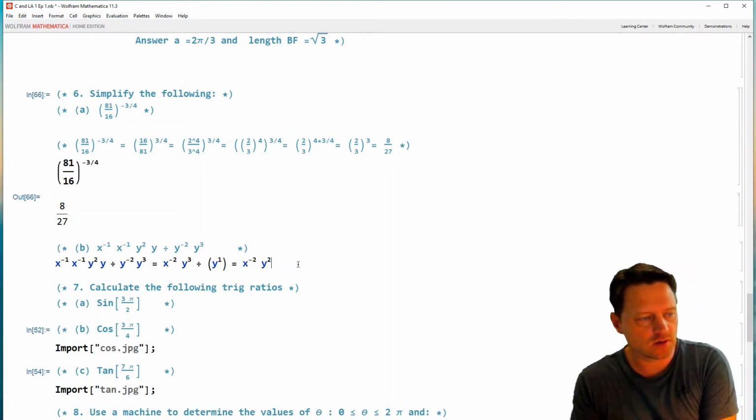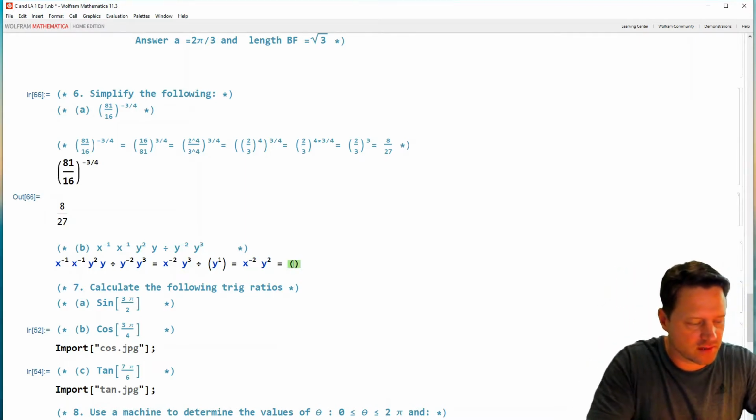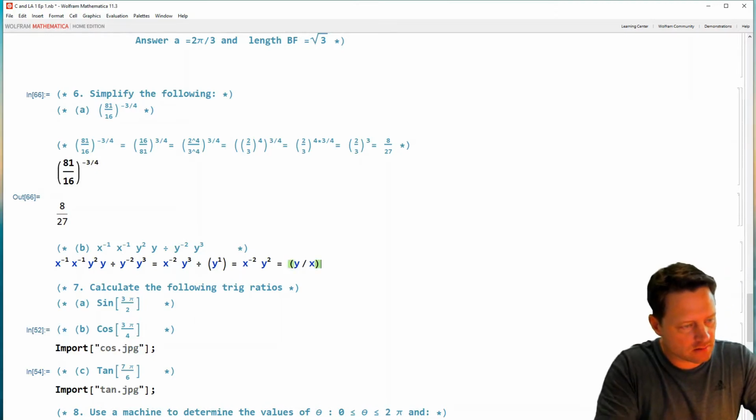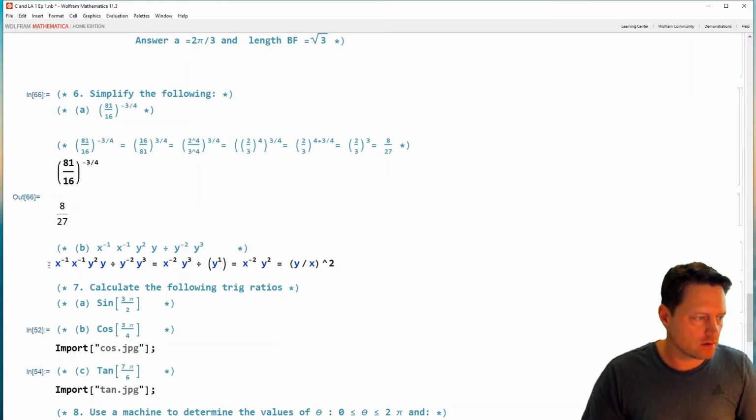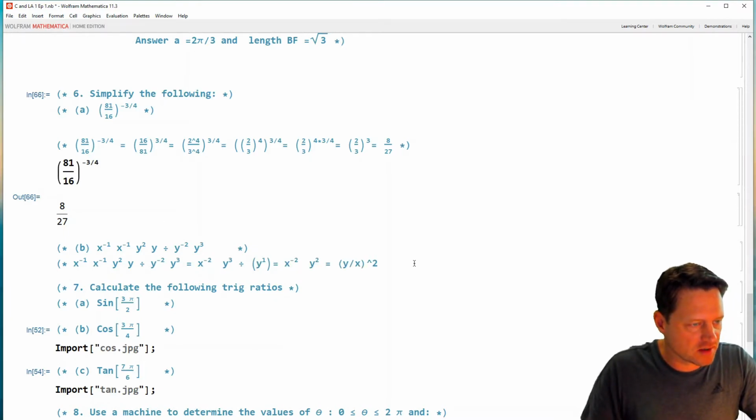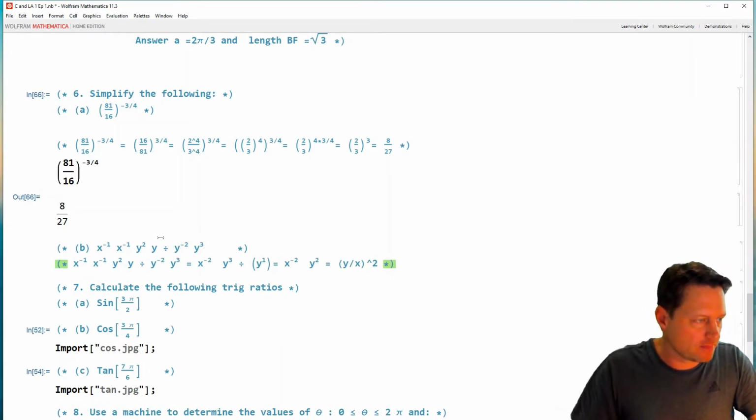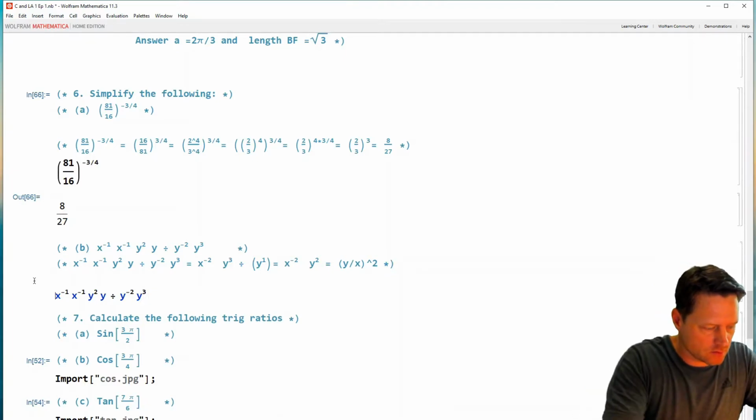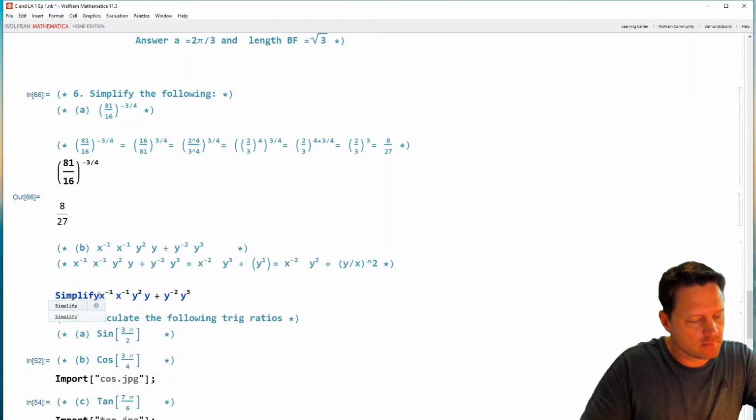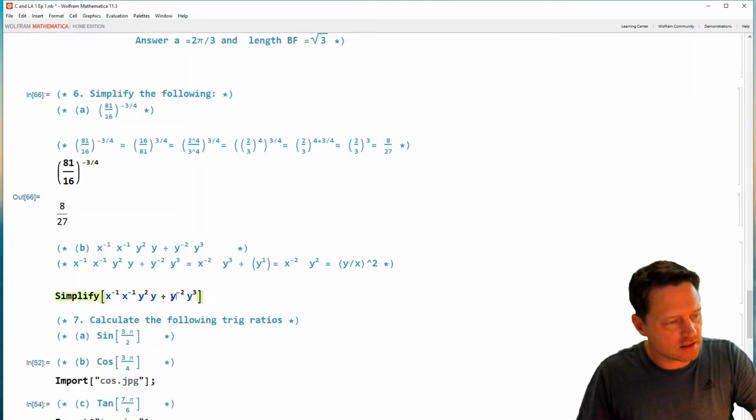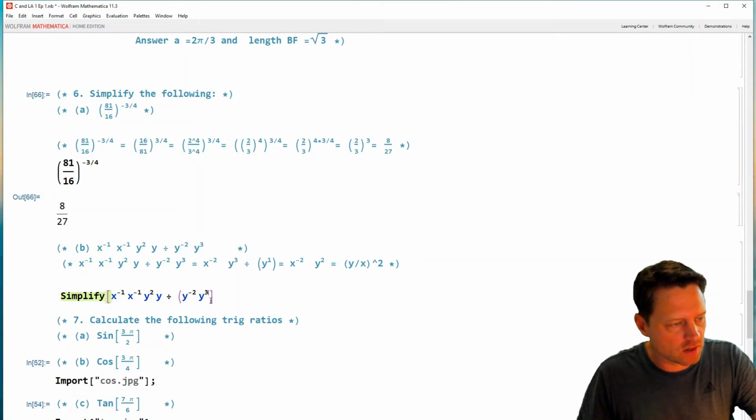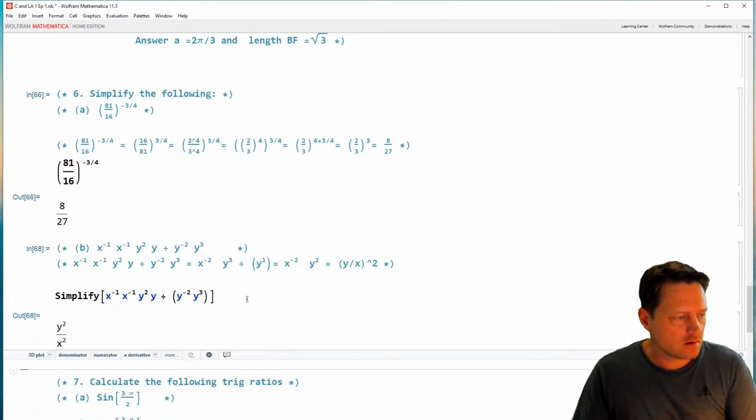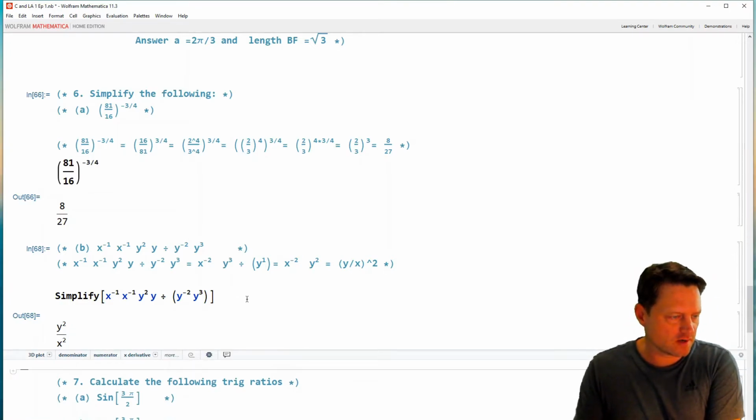And you could even put y over x all squared. So let's write that. Y over x to the power of 2. Okay, we'll make this a comment and then we'll get Mathematica to simplify that. So simplify this, and I think what I need to do is put a bracket here. I'm not quite sure. There we go. Y squared over x squared. Great.